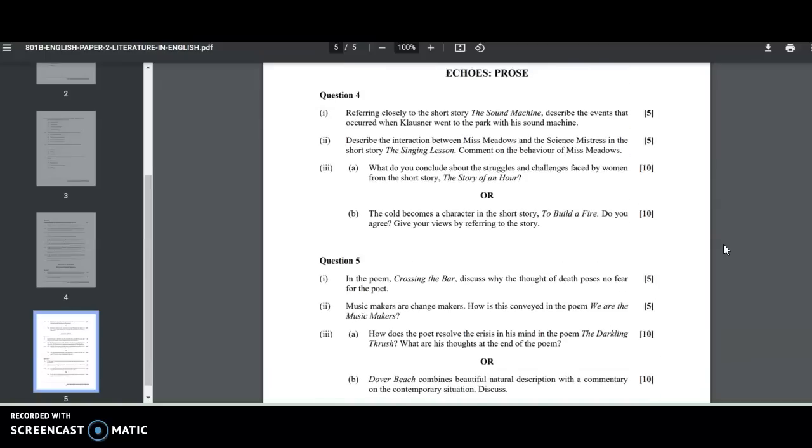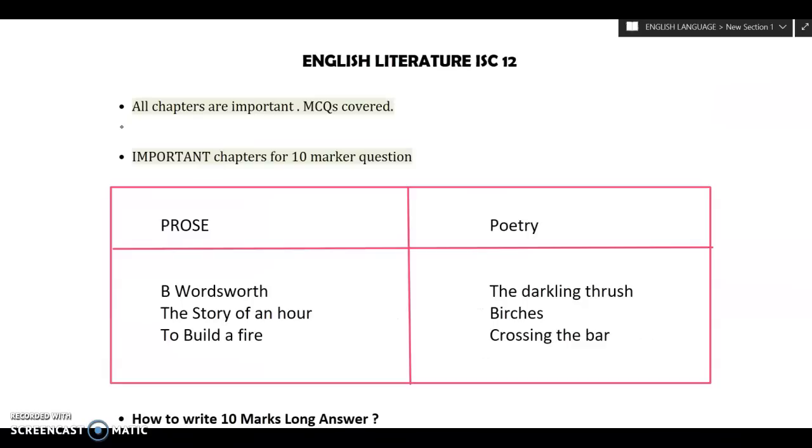Same applies for the prose and the poetry part. So all chapters must be covered. Now, important chapters for 10 marker questions.